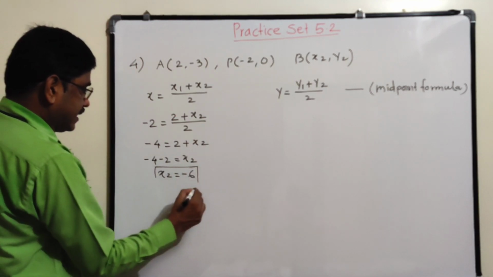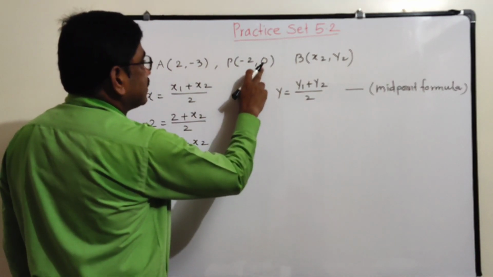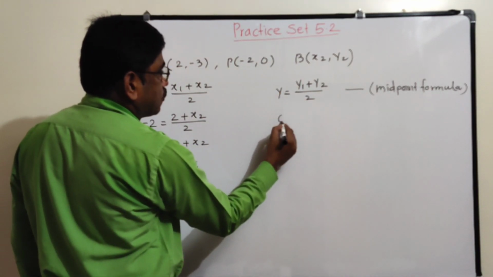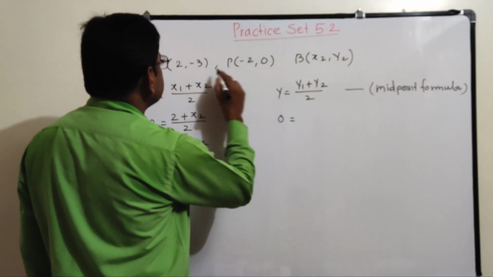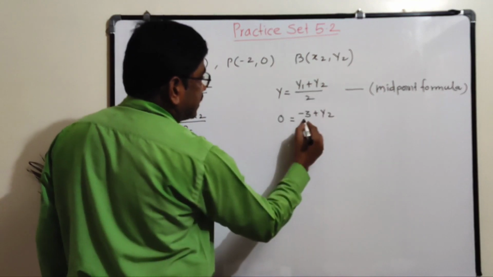So here we get one of the coordinates of B. Y coordinate, how will we get? The value of y is given 0. y1 is -3 plus y2, which is not given, divided by 2.